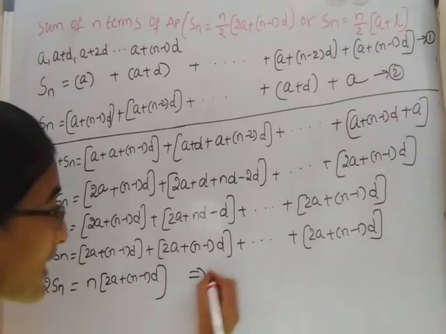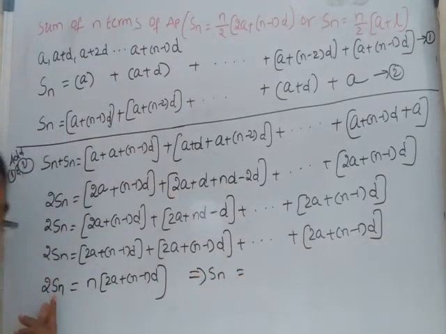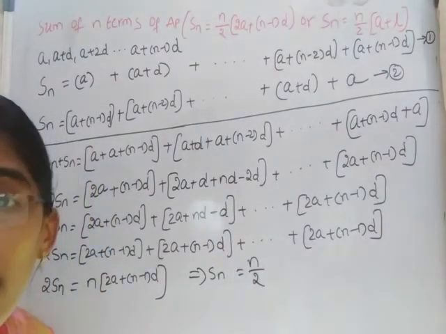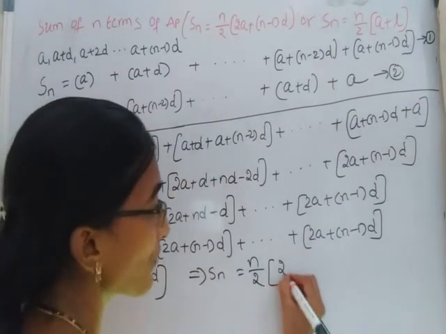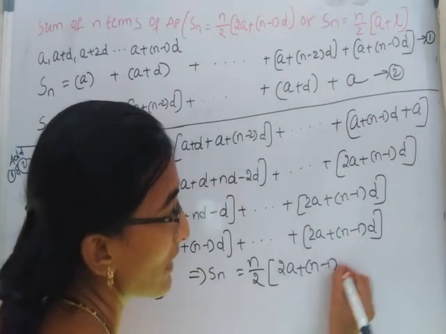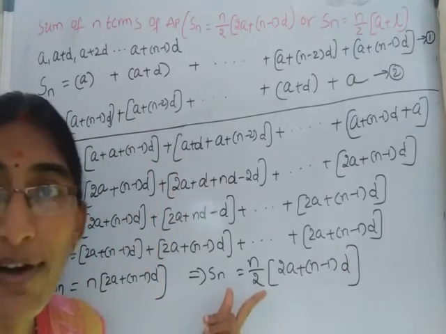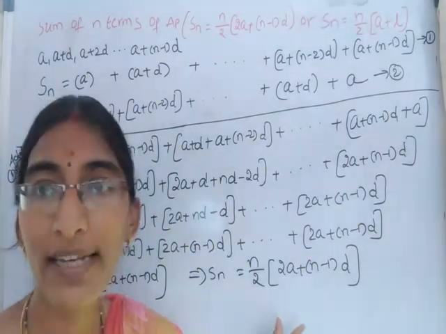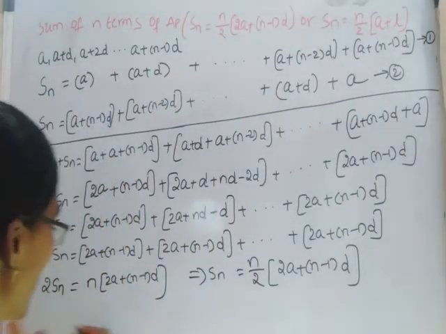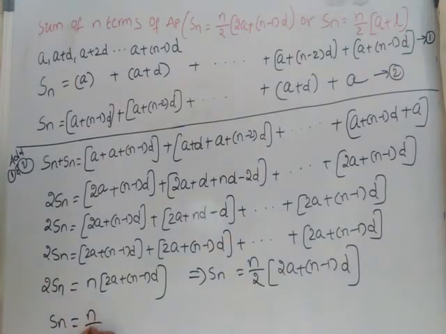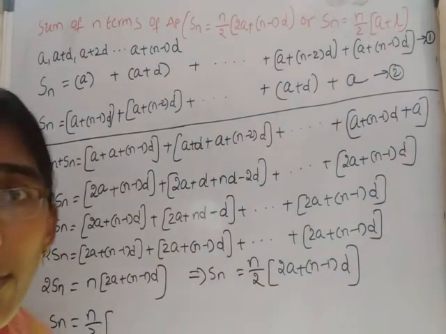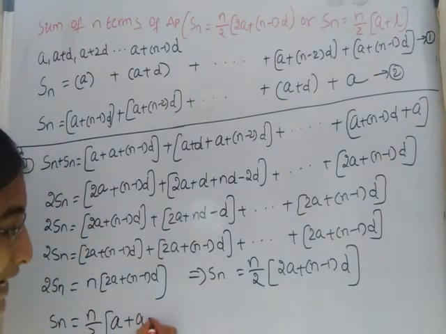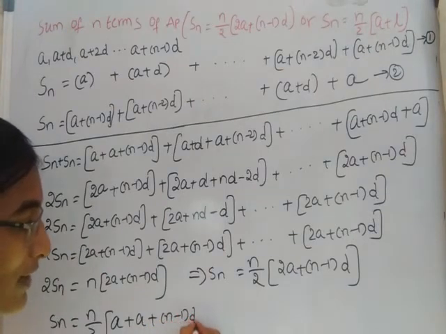That implies Sn is equal to, transposing the 2 to the other side, the multiple becomes divisible. Therefore, Sn is equal to n by 2 into 2a plus n minus 1 into d. Now we got the proof of the sum of n terms, that is, Sn is equal to n by 2 into 2a plus n minus 1 into d. Now let us write Sn is equal to n by 2 into 2a. Can we write 2a as a plus a or not? Yes. So write 2a as a plus a plus n minus 1 into d.